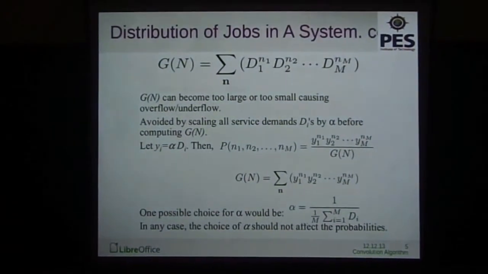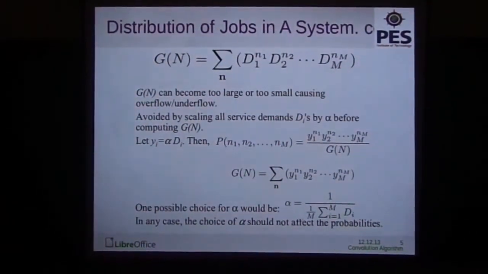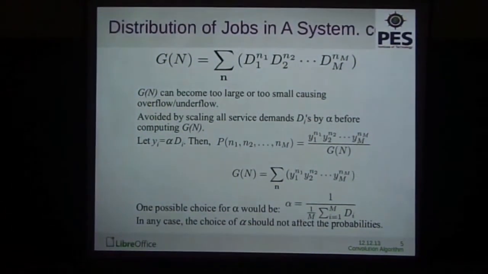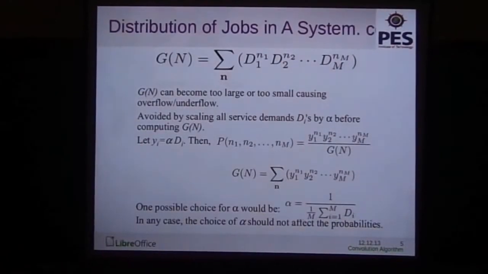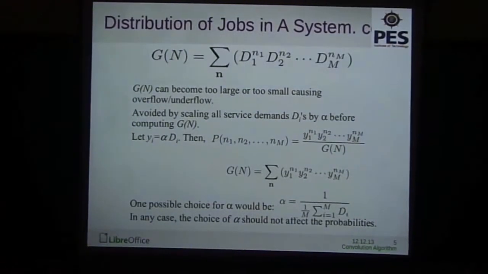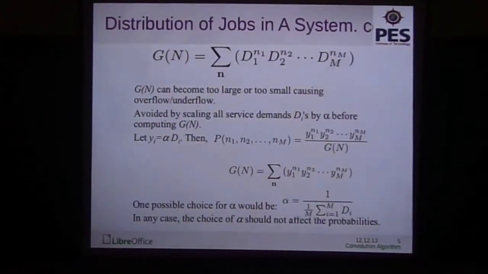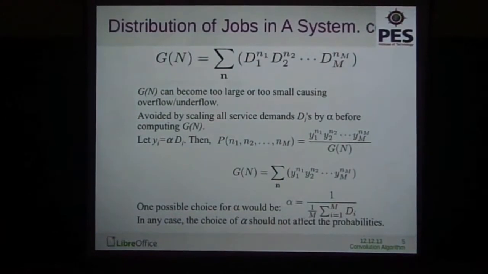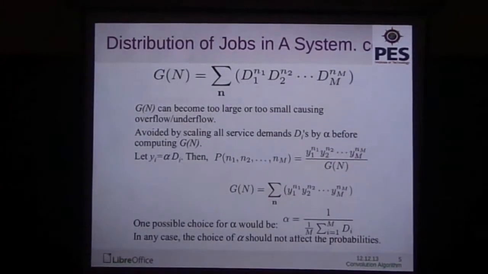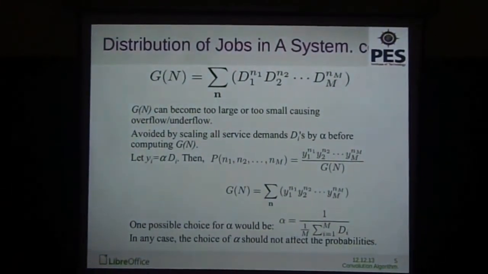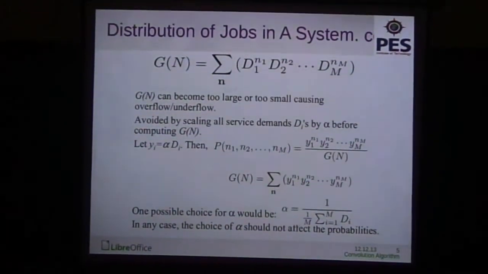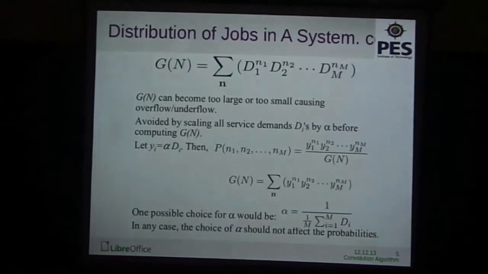G(N) can become too large or too small, causing overflow or underflow. This is avoided by scaling all service demands di's by alpha before computing G(N). Let yi equal alpha di be the scaled service demand for the ith device. Then equations 1 and 2 become P of n1, n2 up to nn equals y1 to the power n1, y2 to the power n2 up to yn to the power nn by G(N), and G(N) equals summation of y1 to the power n1, y2 to the power n2 up to yn to the power nn.